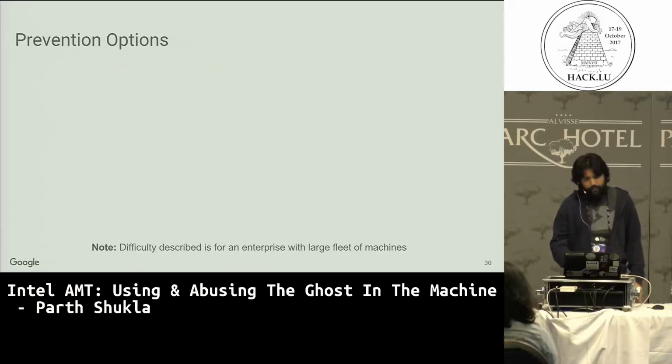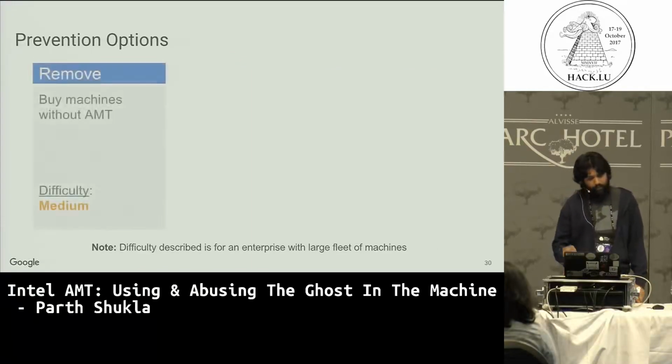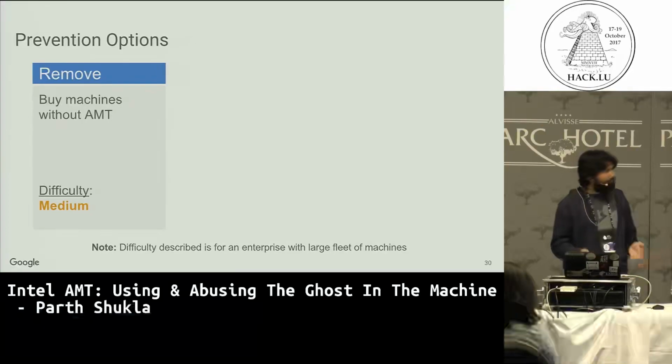Finally, how can you prevent such attacks altogether? Well, buy machines without AMT. Unfortunately, beefier spec machines just come with AMT by default. It's really hard to get away from. So if you're an enterprise wanting to buy well-equipped machines for your engineers, you don't really have too much option.